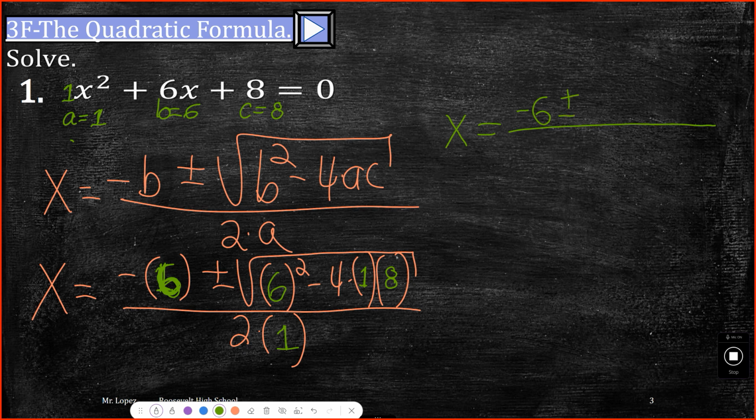Square root. Okay, step back a little bit. 6 squared. What is 6 squared? Everybody help them out. What's 6 squared? Now go down here. Get a different color.